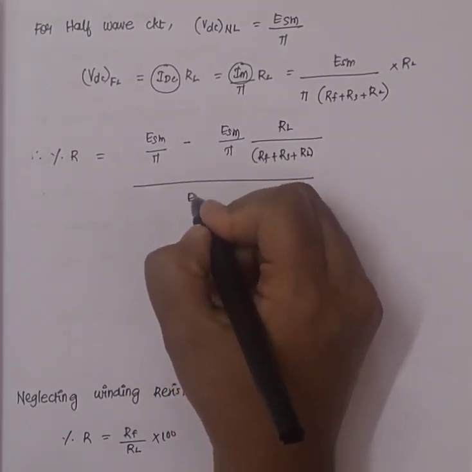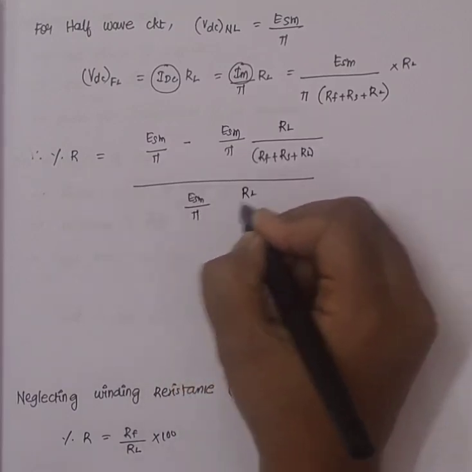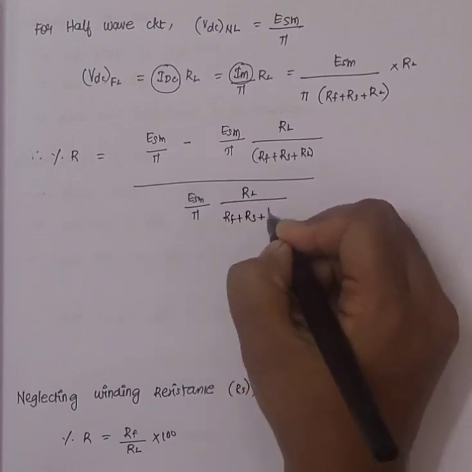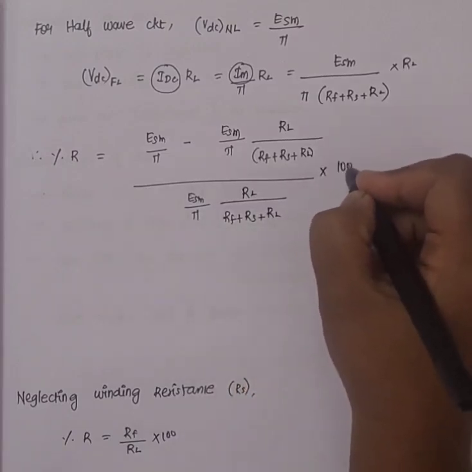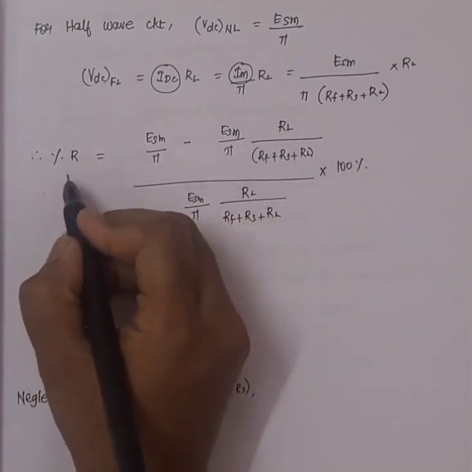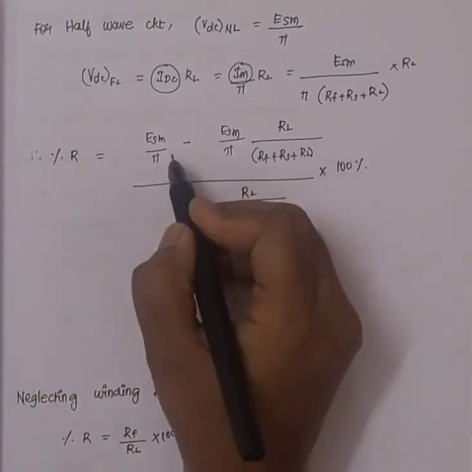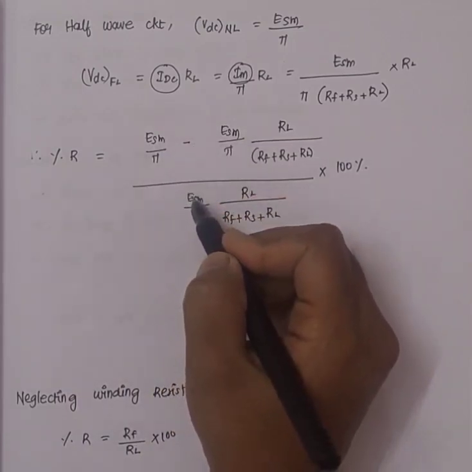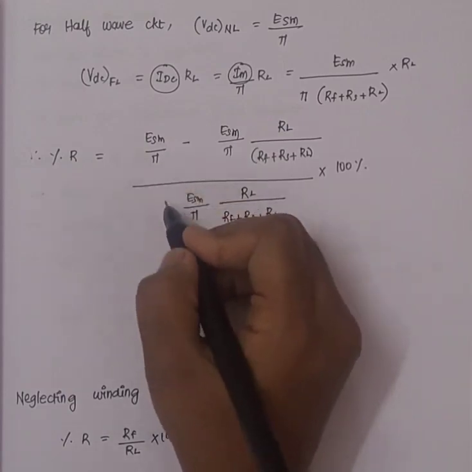So again we will get it as ESM divided by pi into RL divided by RF plus RS plus RL into 100%, because we are calculating voltage regulation as a percentage here. Simplifying this, we have ESM in both the numerator and denominator, so we can take that outside and simply divide it, along with the value of pi.